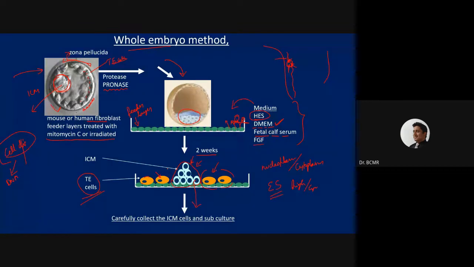Okay, this is the whole embryo method. You have to remember pronase, you have to remember the feeder layer, how it is there and how it is inactivated or arrested in cell cycle. And the other one is the medium, and then the morphological differences between how ICM grows and trophoectodermal cells grow, and then subculture.